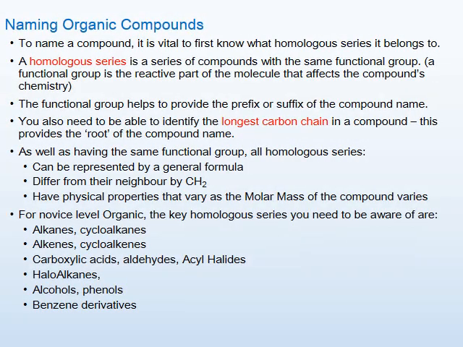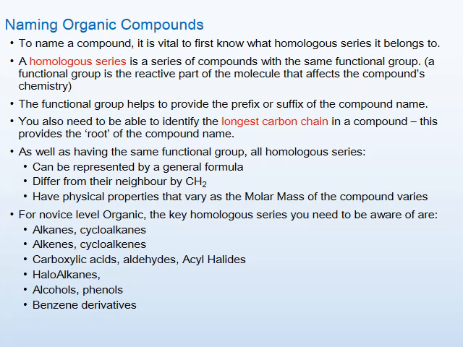To name a compound, it is vital to first know what homologous series it belongs to. A homologous series is a series of compounds with the same functional group. A functional group is the reactive part of the molecule. The functional group helps to provide the prefix or suffix of the compound name. You also need to be able to identify the longest carbon chain in a compound. This provides the root of the compound name.